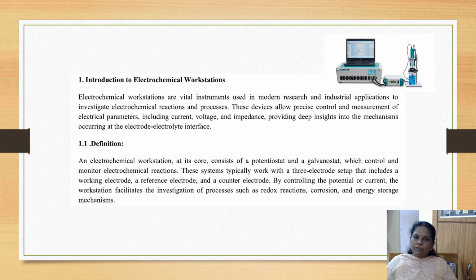It consists of a potentiostat and a galvanostat which control and monitor electrochemical reactions. These systems typically work with a 3-electrode setup that includes a working electrode, a reference electrode, and a counter electrode. By controlling the potential or current, the workstation facilitates the investigation of processes such as redox reactions, corrosion, and energy storage mechanisms.